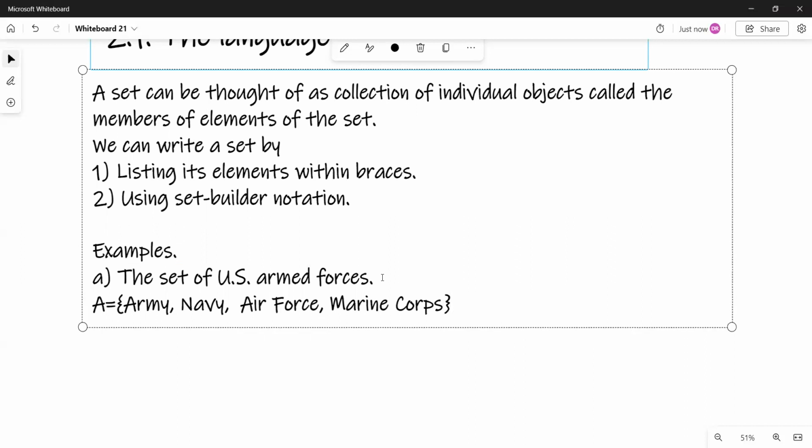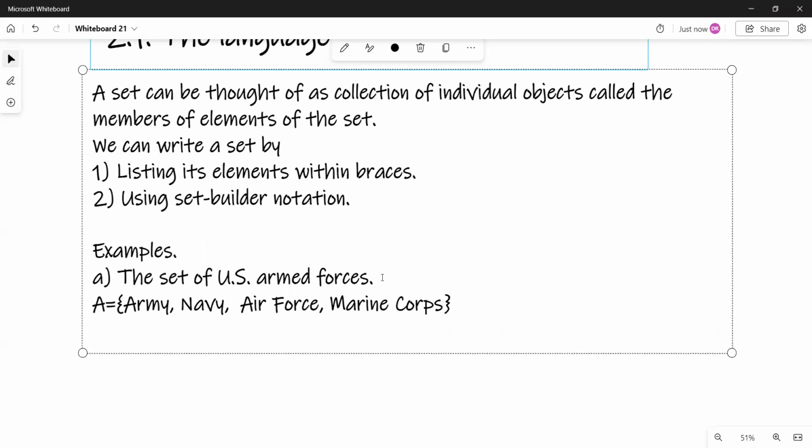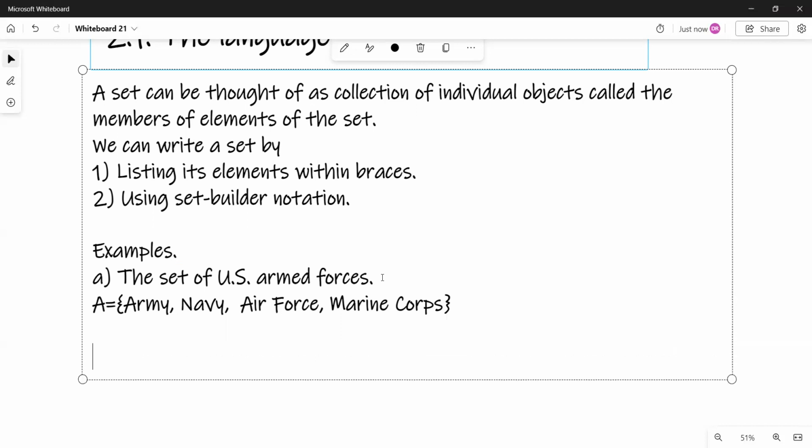And that's it. You're thinking of the Coast Guard. Well, that's not considered an element of this set because they belong to a different department. So these 4 are part of the Secretary of Defense, and the U.S. Coast Guard is part of the Secretary of Homeland Security. So for that reason, I'm not including the Coast Guard.